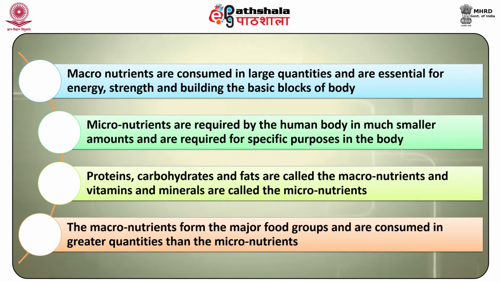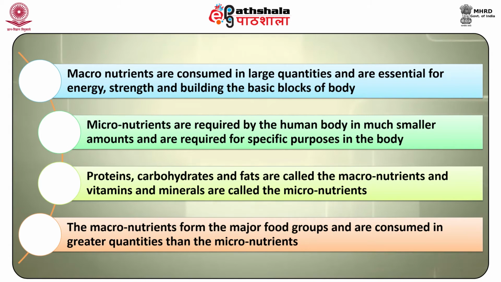The nutrients are divided into two main groups, macro and micronutrients. Macronutrients are consumed in large quantities and are essential for energy, strength, and building the basic blocks of the body. Micronutrients are required by the human body in much smaller amounts and are required for specific purposes in the body. Proteins, carbohydrates, and fats are called macronutrients. Vitamins and minerals are called micronutrients in the literature.